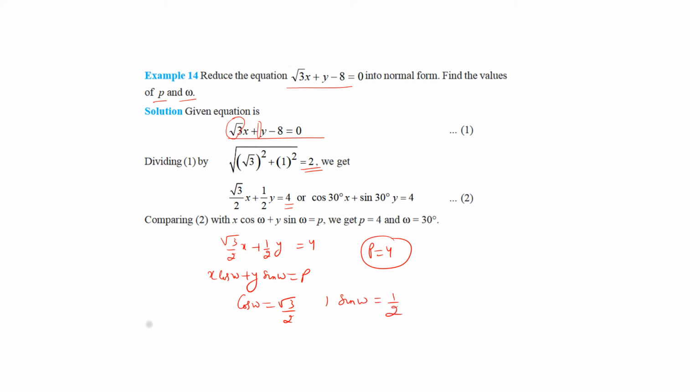So, there is one angle which gives you cos omega as root 3 by 2 and sin omega as half. So you know sin omega is half at sin 30 degrees, and here also cos omega is root 3 by 2 at cos 30. So we will get one angle from both these equations, and that omega is having angle as 30 degrees.